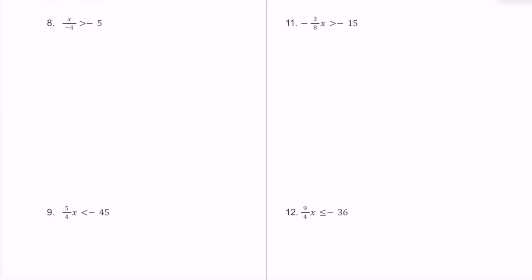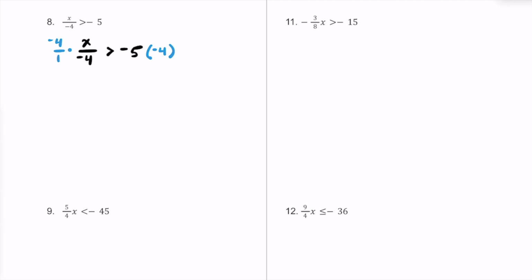Let's check out number 8. In number 8, we have x divided by -4 is greater than -5. Alrighty, so how are we going to get x alone here? Well, right now on the left side, x is dividing by -4. So what's the inverse of dividing by -4? It's going to be multiplying by -4. So let's multiply the left side by -4. Let's multiply the right side also by this -4.